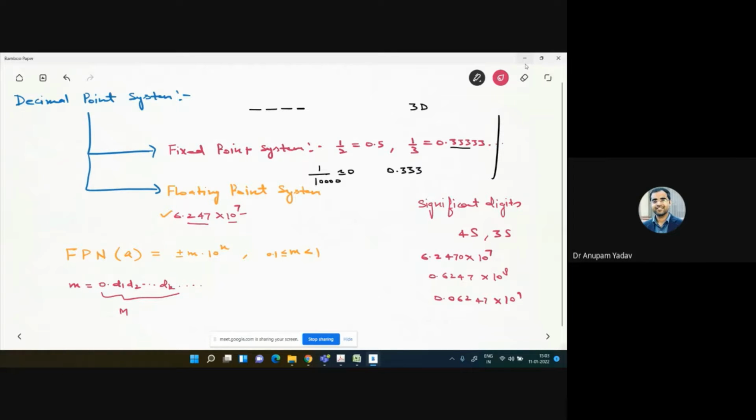mantissa, ये लॉगरिथम वाला mantissa नहीं है, आप उससे कंफ्यूज मत होइएगा, इसका उसका कोई रिलेशन नहीं. ओके, mantissa. So this is mantissa.